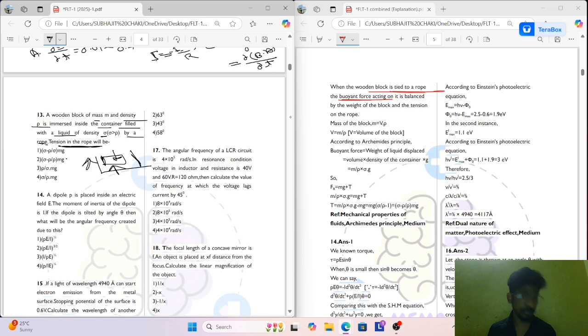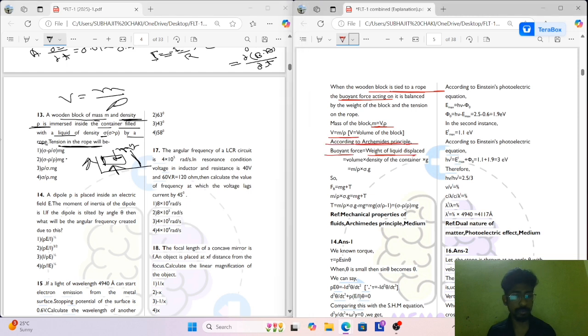So the weight of the object here is mg, and what will be the buoyant force? First of all you have to calculate the volume of the wooden block. Mass is given and density is given, right? That means volume will be equal to mass by density, that is m by rho. According to Archimedes principle, the buoyant force is equal to the weight of the liquid displaced, right? This is the Archimedes principle.